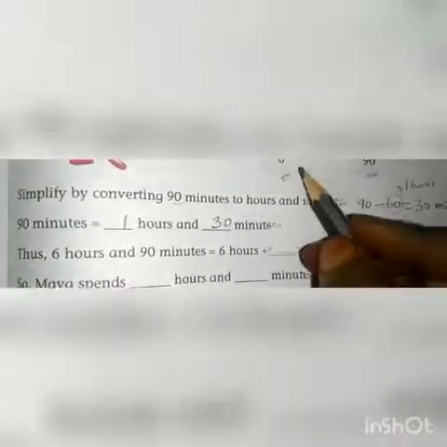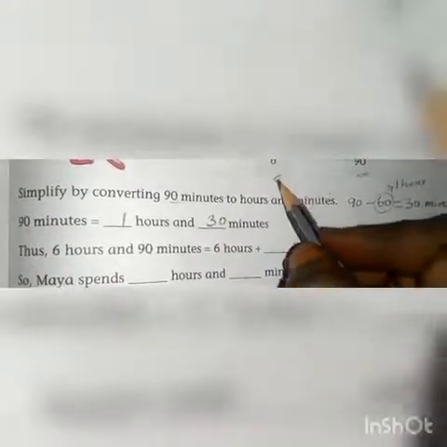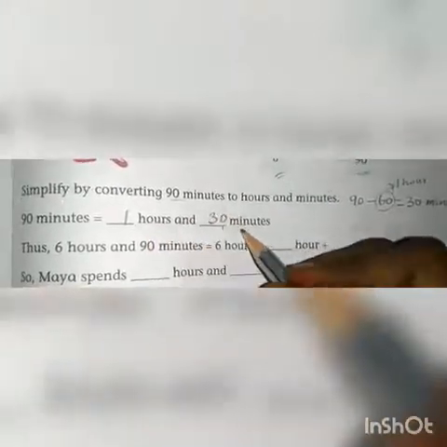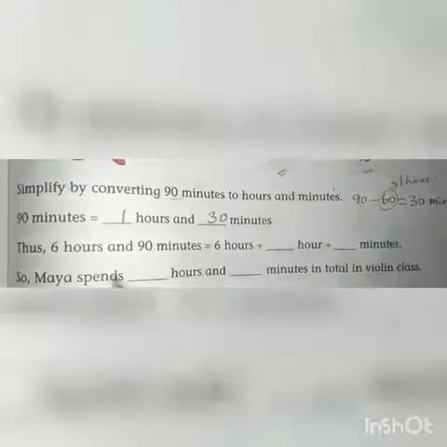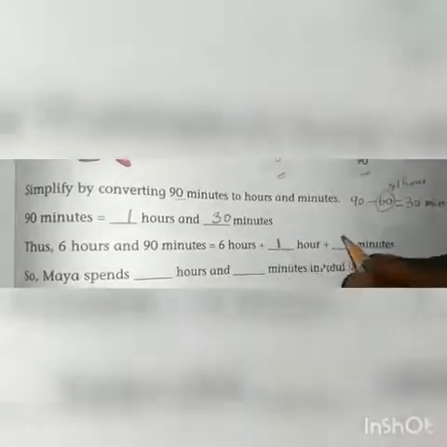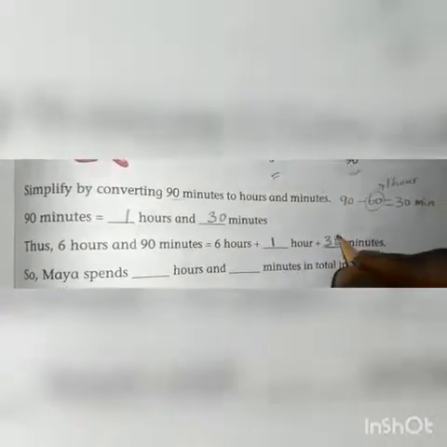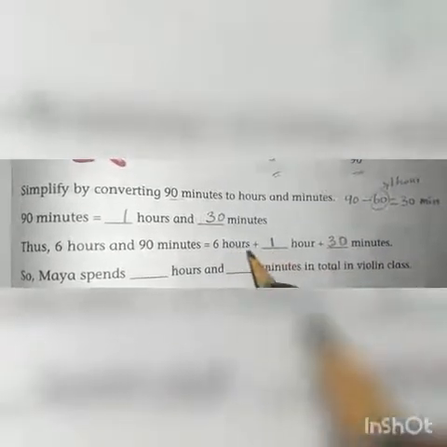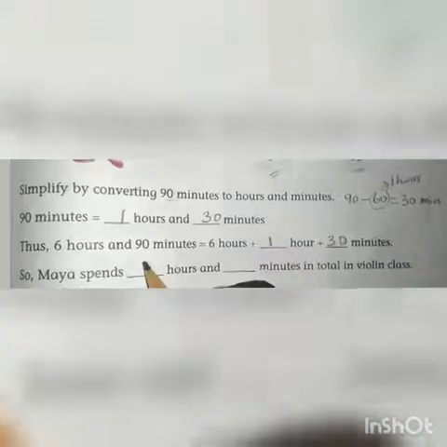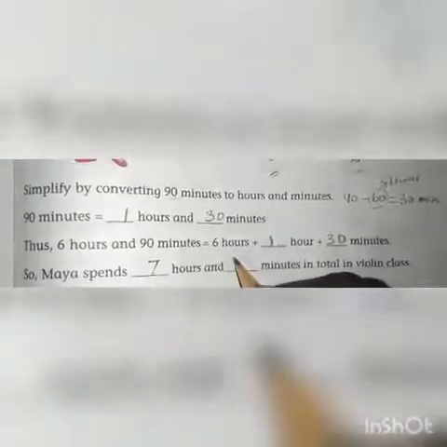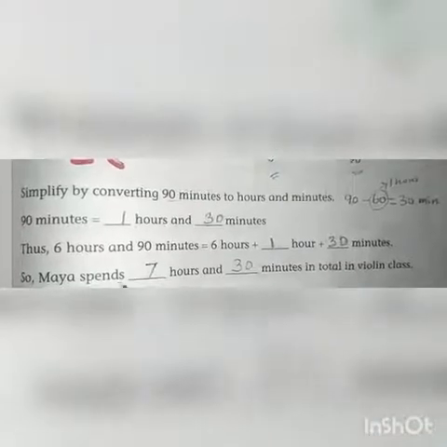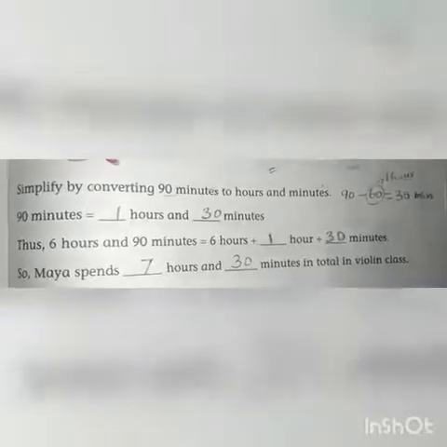Now already we have 6 hours after multiplication, so we have to add this 1 hour 30 minutes to 6 hours. 6 hours plus 1 hour 30 minutes. After adding 6 and 1 hours together, 7 hours. 6 plus 1 is 7, 7 hours, and the remaining minutes is 30 minutes. Therefore, Maya spends 7 hours and 30 minutes in total in violin class.